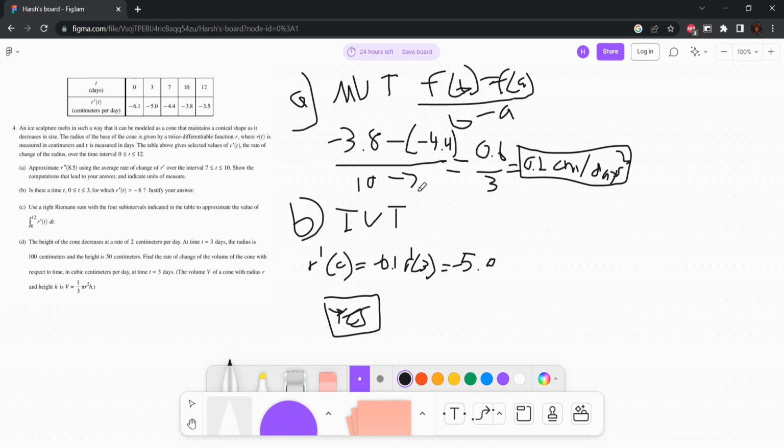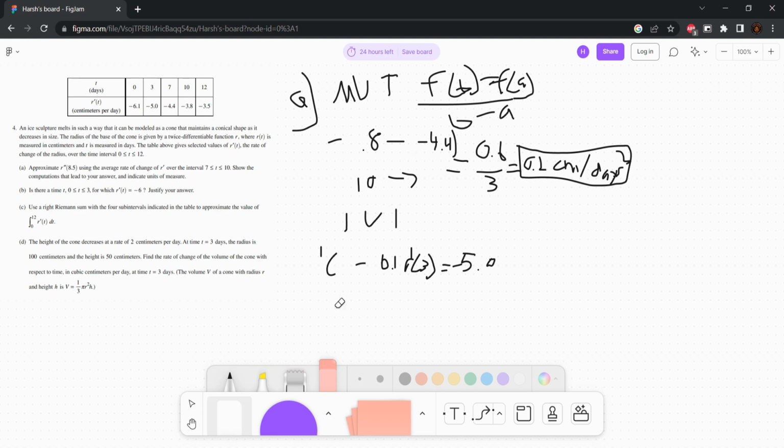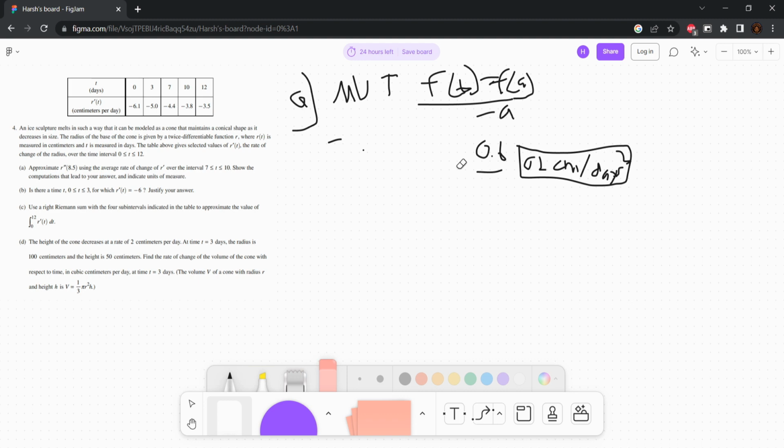Okay, so then let's move on to C. Let me erase this real quick. C is asking to use a right Riemann sum with 4 subintervals, indicated in the table, to approximate the integral from 0 to 12 of r prime of t. We're already given the values, so we just have to make sure that when we create a right Riemann sum, we use the values on the right. So what I would do is just start on the right and keep moving left.